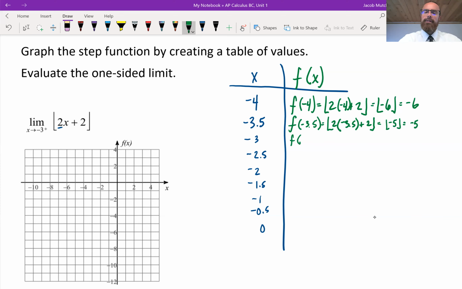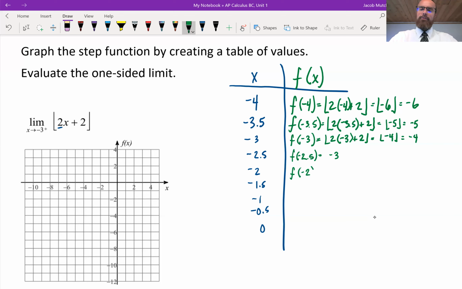F at -3 is 2 times -3 plus 2 inside the step function. 2 times -3 is -6, plus 2 is -4. So what we're seeing is that with our increments of half, I don't have the duplicated y values. They're just going up by integers by the halves on the domain. So I think that f at -2.5 is going to output -3.